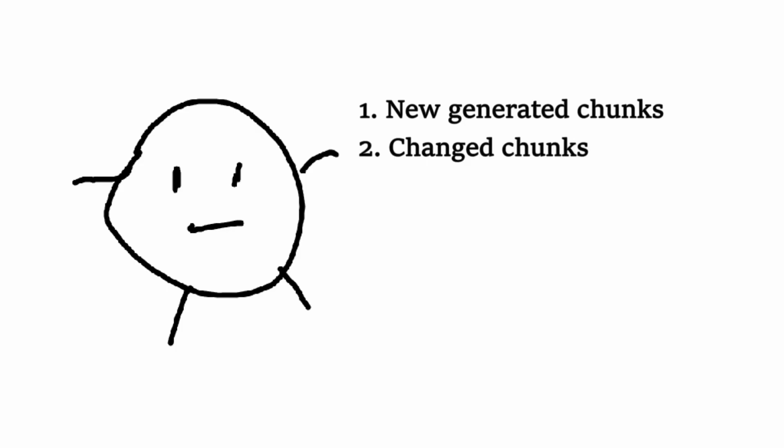And you might ask, Lunkle, which chunks do we save? All of them? Good question. These two categories of chunks require saving. Number 1, newly generated chunks, and number 2, changed chunks. Without further ado, let's jump into the code.